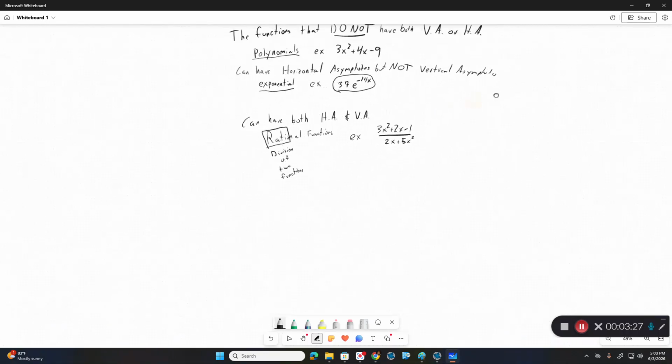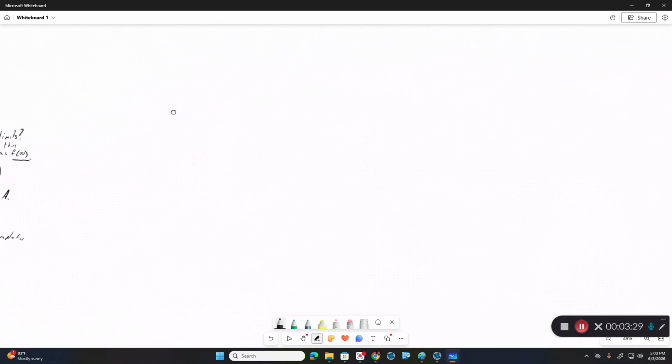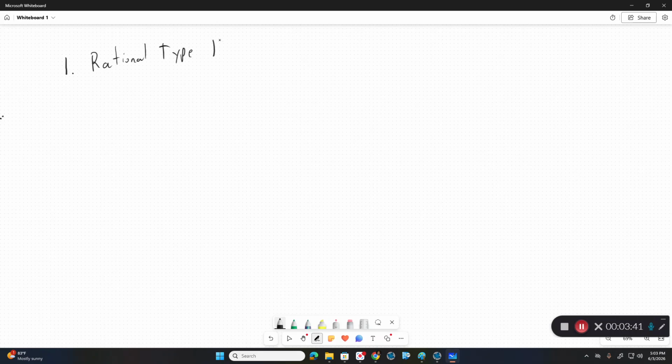So I'm actually going to zoom us out, and we're going to start right back over here. And I want to talk about what our first type is. So I want to talk about doing some rational type horizontal asymptotes. Now, these could also have vertical asymptotes. We're not going to talk about those until later, but right now we're going to focus on these horizontal asymptotes.